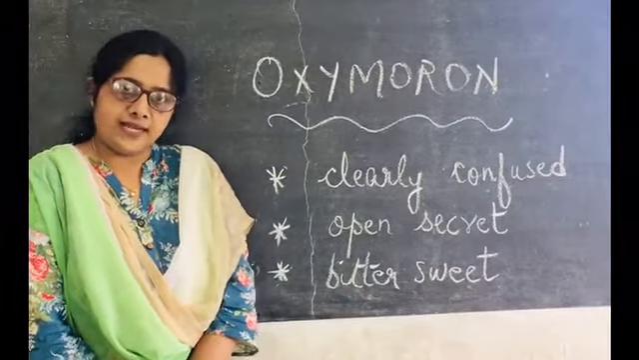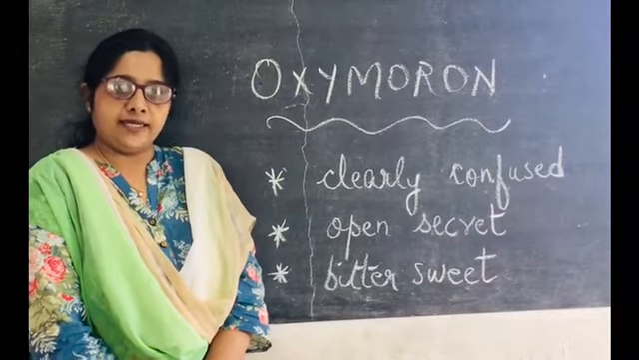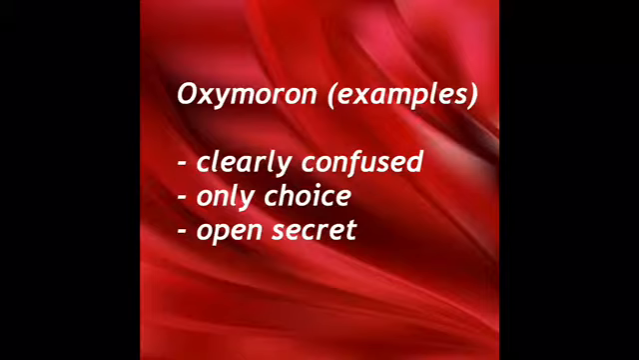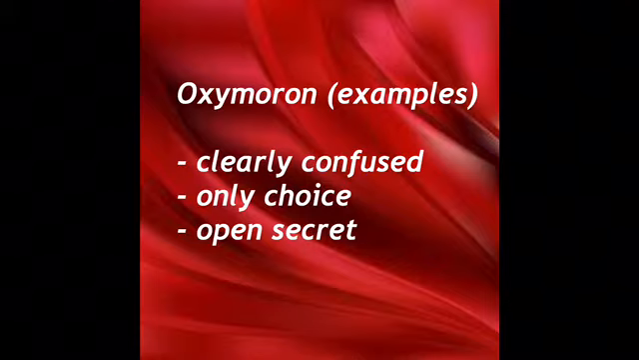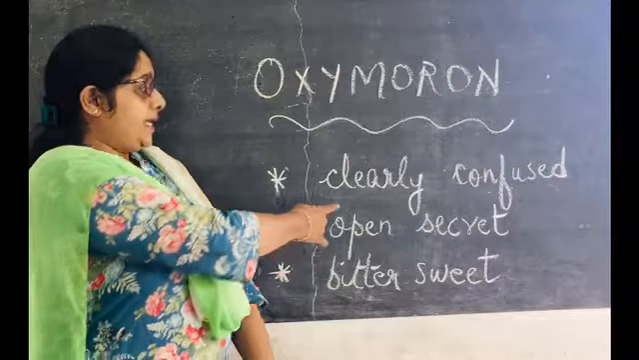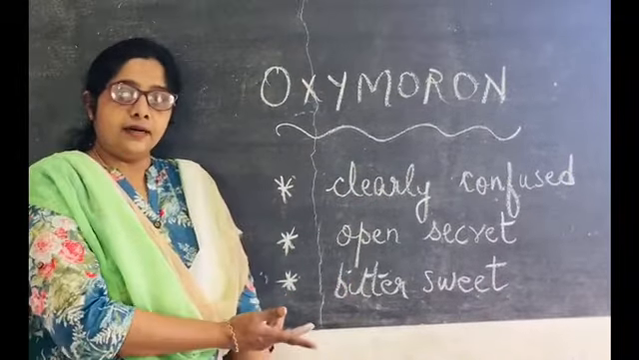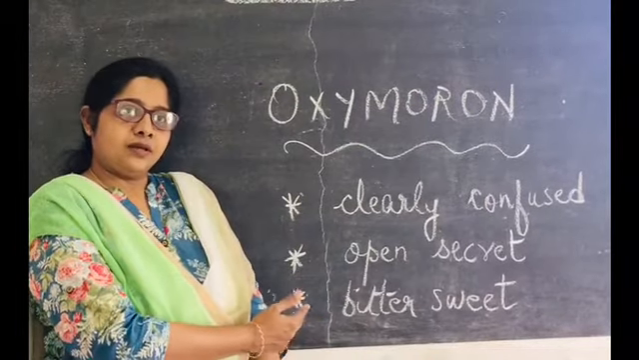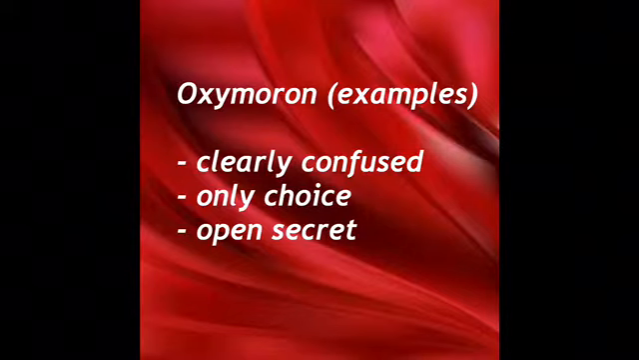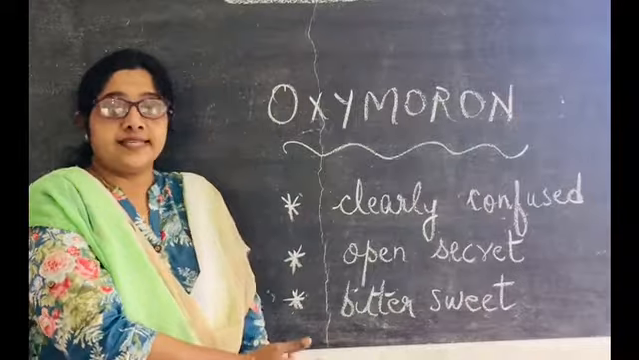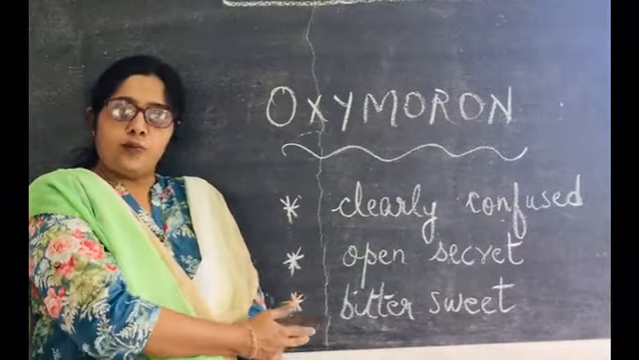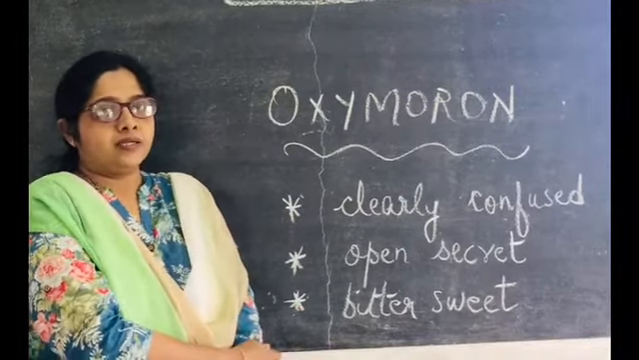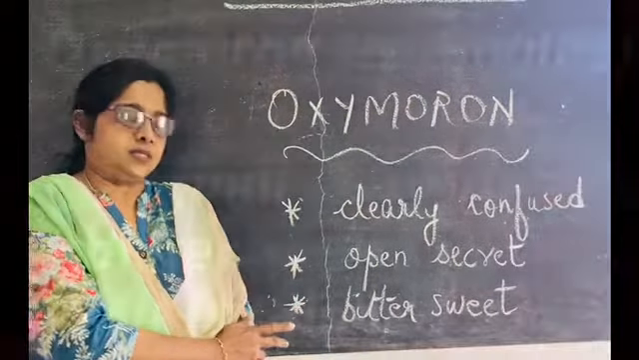Oxymoron is another poetic device in which two opposing ideas or two words which have opposite meaning come together. For example, in clearly confused, the meanings are the opposite because when it is clear, you're not confused. But when we say clearly confused, it is an oxymoron. Then another example is open secret. So the secrets are never open. But when we say open secret, it is accepted language, it's an accepted usage. But when we put it together, it seems like opposite.